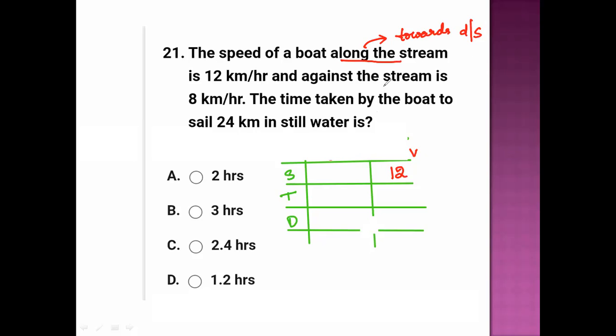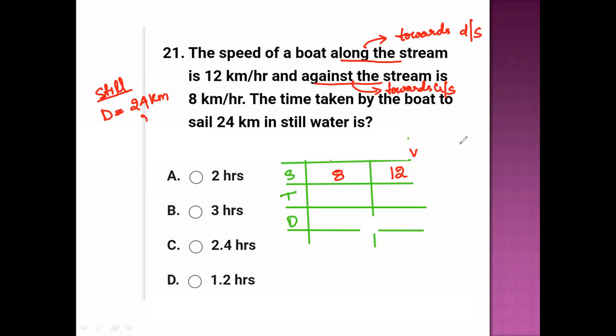The speed towards the downstream is given, and against the stream, which means towards the upstream side. Upstream side they have given 8. The time taken by the boat to sail 24 kilometers in still water is asked. So the distance is 24 kilometers, and we need the time taken to sail 24 kilometers in still water.